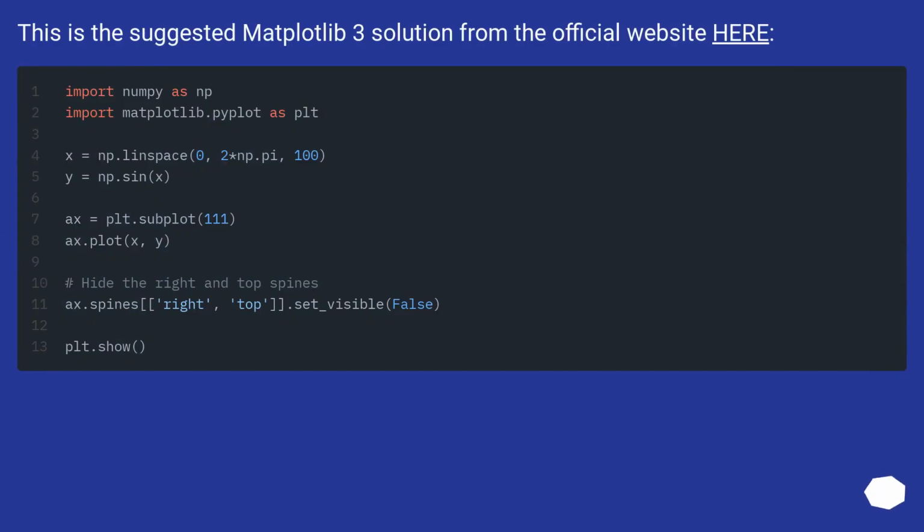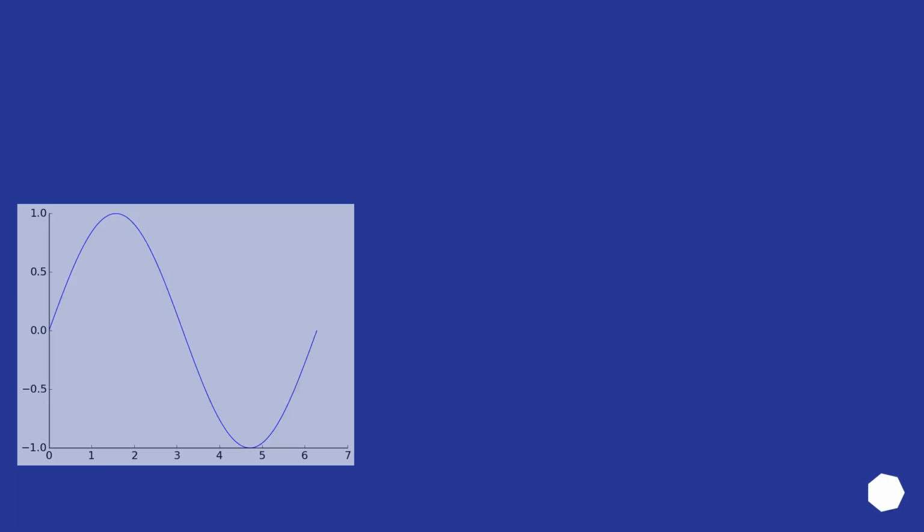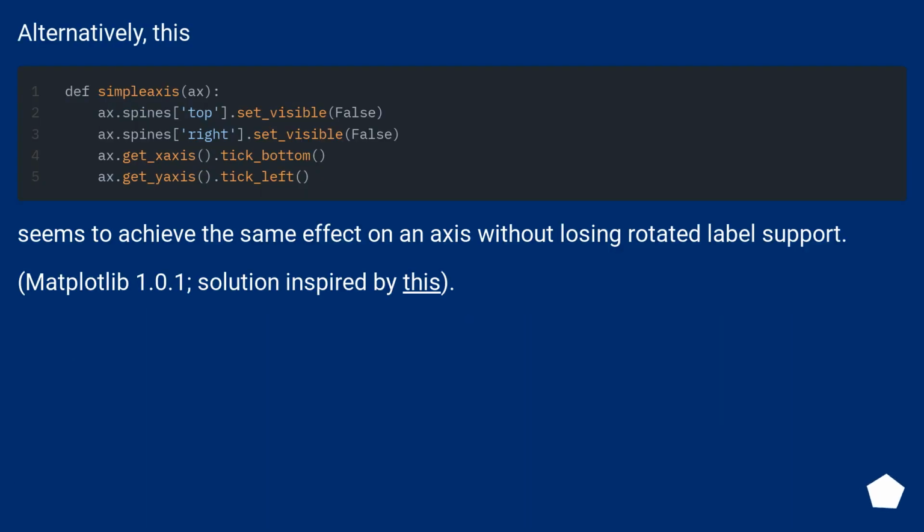This is the suggested matplotlib 3 solution from the official website here. Alternatively, this seems to achieve the same effect on an axis without losing rotated label support. Matplotlib 1.0.1 solution inspired by this.